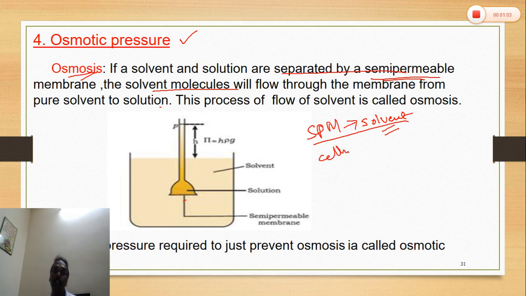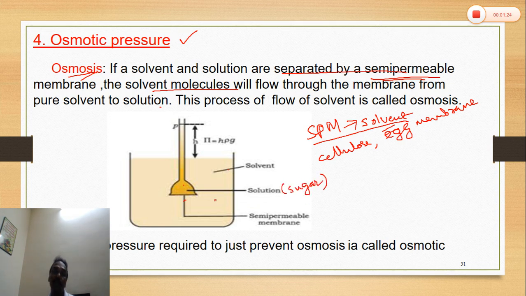Example, cellulose. Cellulose is a semi-permeable membrane. Egg membrane is an example of a semi-permeable membrane. An artificial copper ferrocyanide is also a semi-permeable membrane. So, consider a solvent and solution with a thistle funnel; suppose the solution is a sugar solution.